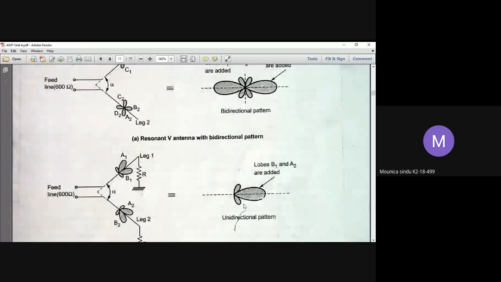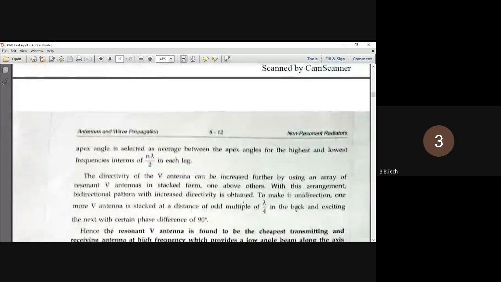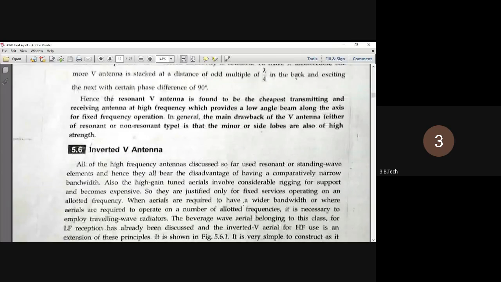Yes, sir. In the resonant V antenna, a bidirectional pattern comes, sir. In the non-resonant V antenna, a unidirectional radiation pattern is achieved. Okay. Now, the inverted V antenna, you can explain.